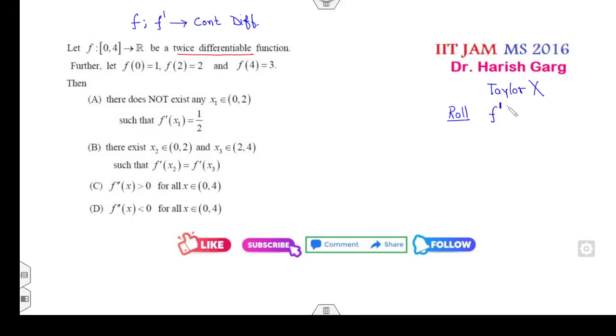Rolle's theorem will be applicable if you prove that f dash to be 0. But here it does not say f dash is 0. So Rolle's theorem is not applicable. That means you have to apply the mean value theorem.